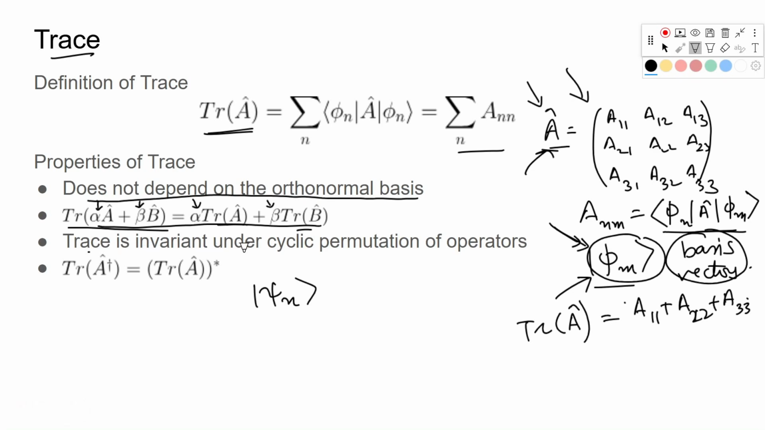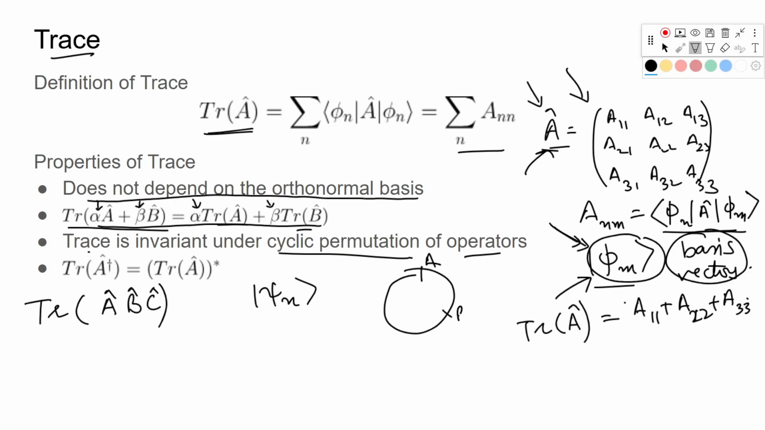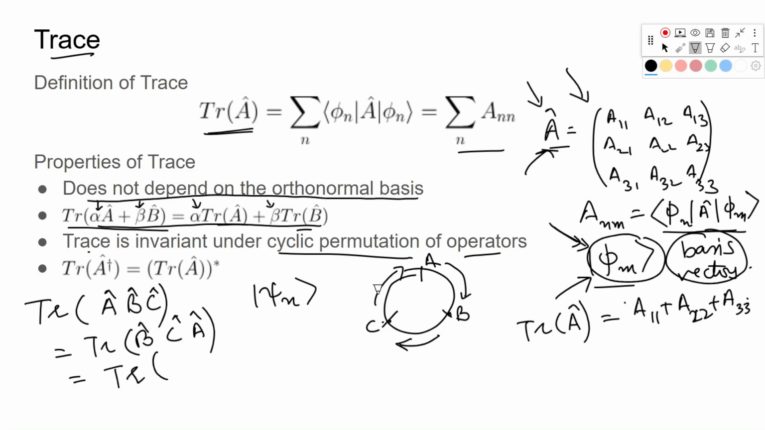Trace is invariant under a cyclic permutation of operators. So if you have trace of A, B, C, let's represent A, B, C in this form. Then whether you go from A to B, B to C, C to A, as long as you go in the same order, the trace remains the same. So trace of A, B, C is equal to trace of B, C, A. Note that we have not changed the way we go through this cycle. Similarly, this is equal to trace of C, A, B.